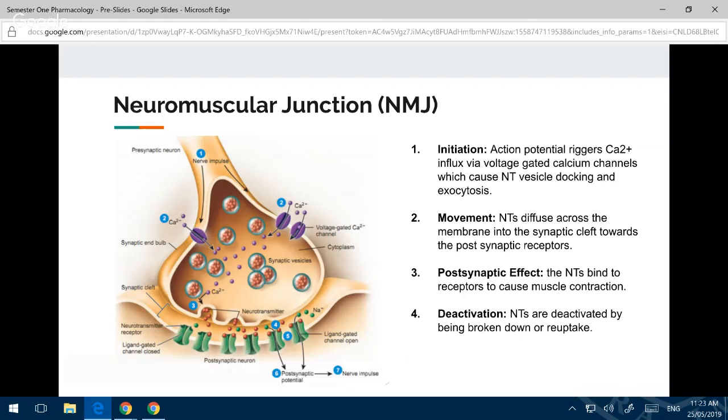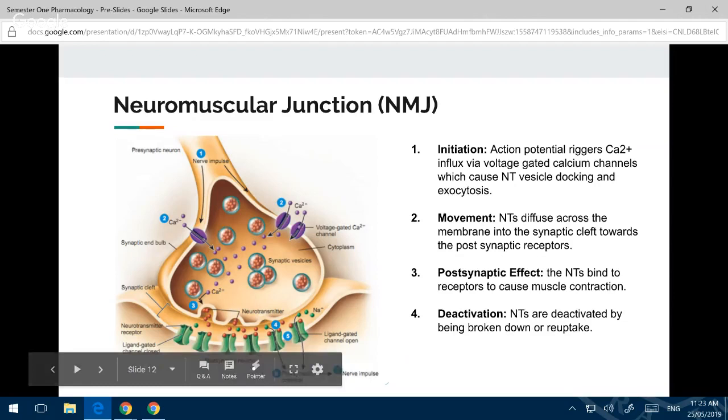So looking at the NMJ, this is a really articulate diagram of how neurotransmission works in the body and at the cell level. Firstly, we have initiation. An action potential triggers calcium influx, which comes through voltage-gated calcium channels, causing loaded neurotransmitter vesicles to dock and exocytose. The neurotransmitters would then diffuse across the membrane into the synaptic cleft and towards the postsynaptic receptors. And then, of course, we have a postsynaptic effect whereby the neurotransmitters bind to receptors and cause muscle contraction. And deactivation is, of course, when neurotransmitters are deactivated by being broken down, or sometimes they can be taken up back into the original cell.